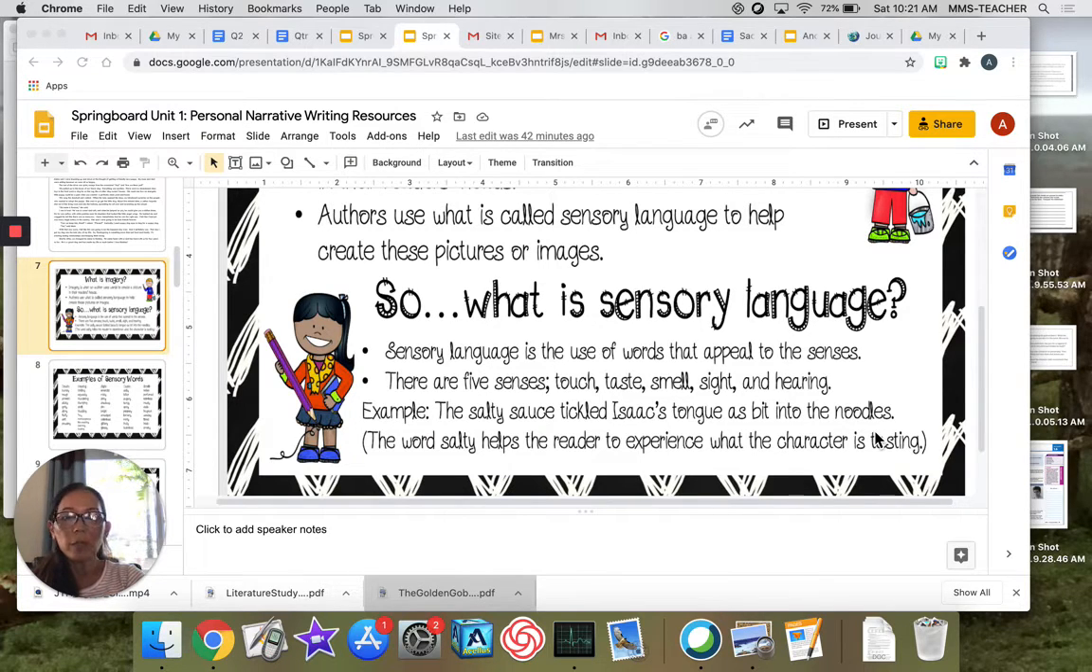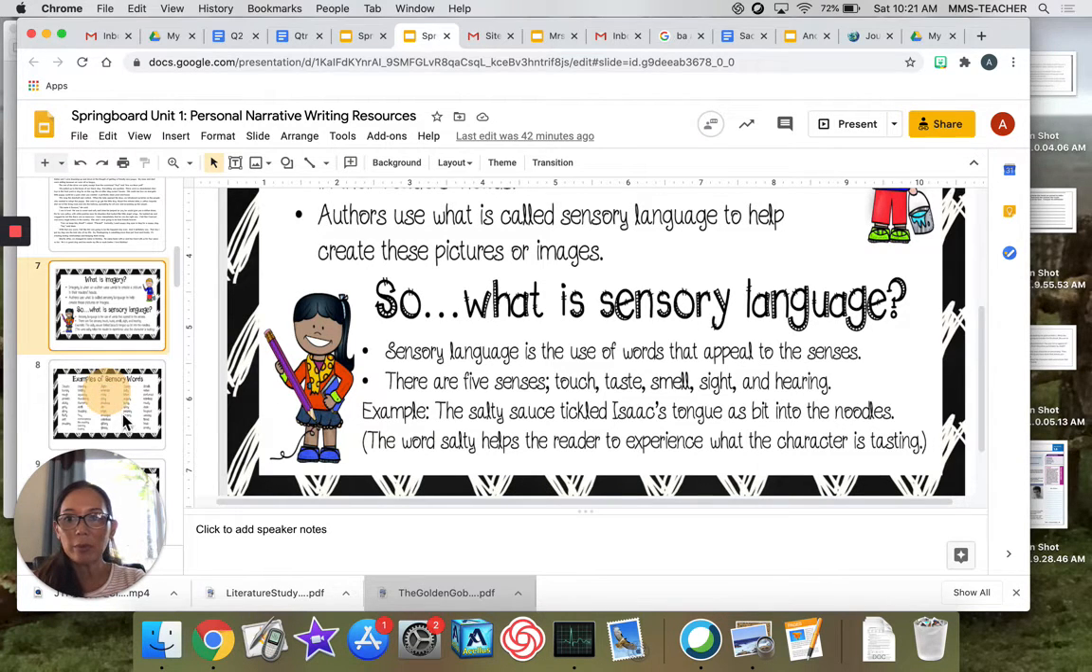For example, the salty sauce tickled Isaac's tongue as he bit into the noodles. The word salty helps the reader to experience what the character is tasting.